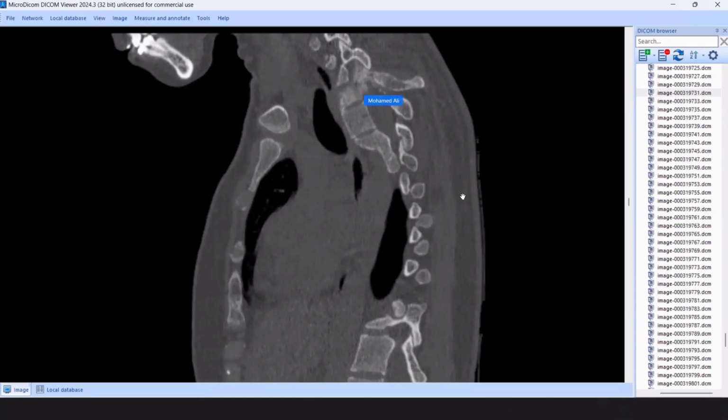Very nice. Okay, you have here a permeative lytic lesion, a heterogeneous lytic lesion extending from the body and the pedicle and the lamina and spinous process. Yes. At the right side.